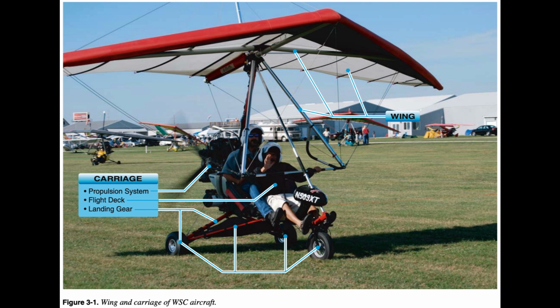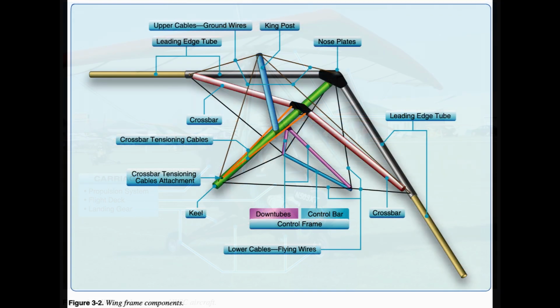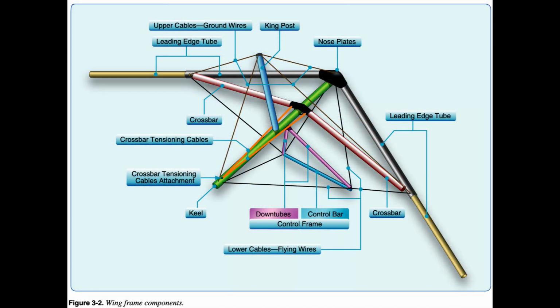Each wing is built from high-quality aircraft parts including alloyed aluminum tubes, stainless steel cables, hardware, and specially designed sailcloth. Wing frame components. The structural frame of the wing is composed of the leading edges, keel, crossbar, pilot control frame, king post, and wires/struts. The wing frame is a number of structural triangles formed by the wing components. These triangles, braced by wires and struts, provide a strong and lightweight frame to support the flexible sail.